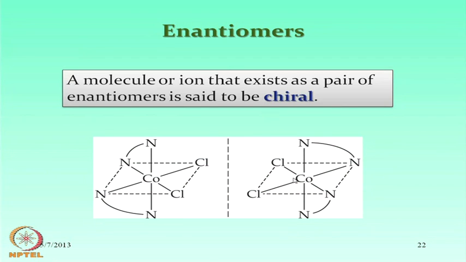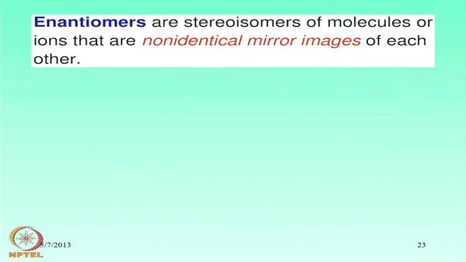So, these are the two compounds: the corresponding cis-dichloro bis(ethylenediamine) cobalt(III), this is one form and this is its mirror image, which are not superimposable on each other. So, they are optically active. These enantiomers are stereoisomers of molecules or ions.